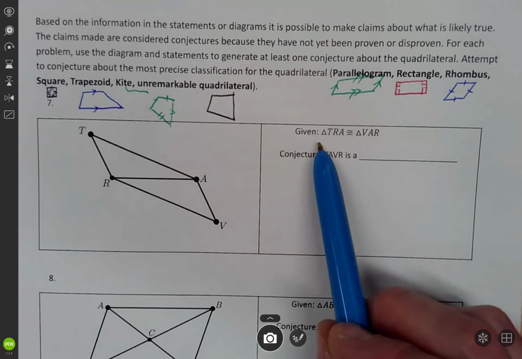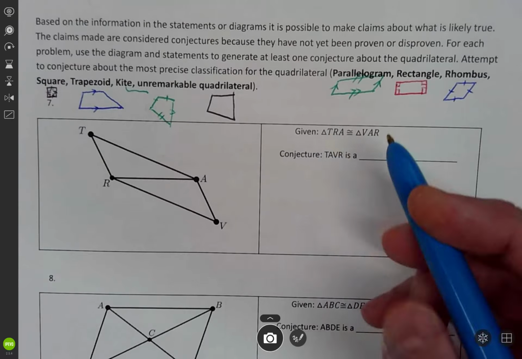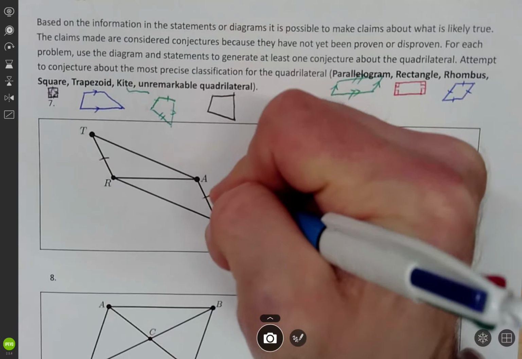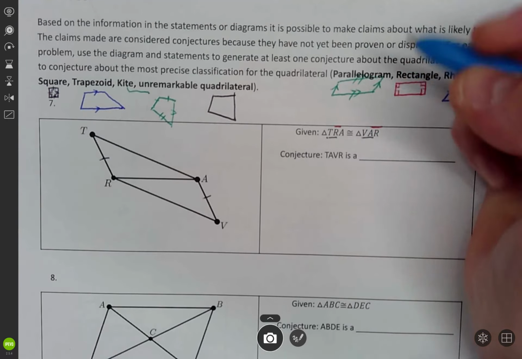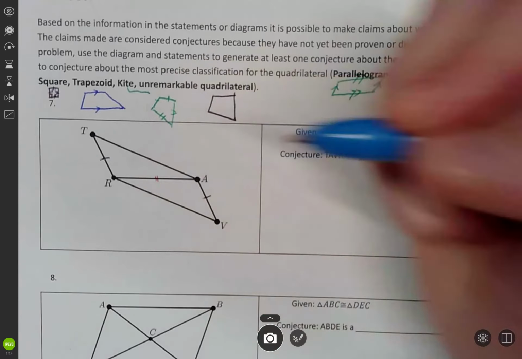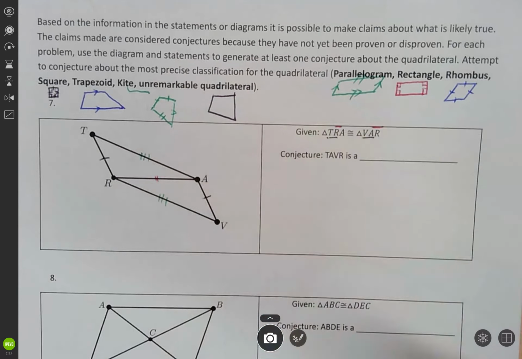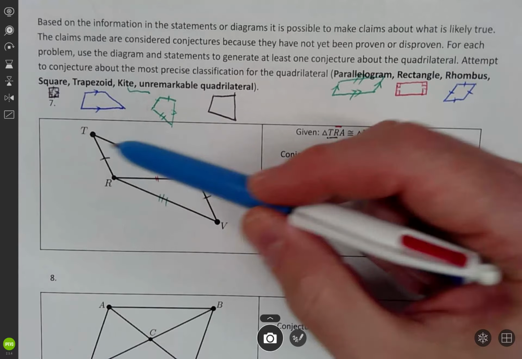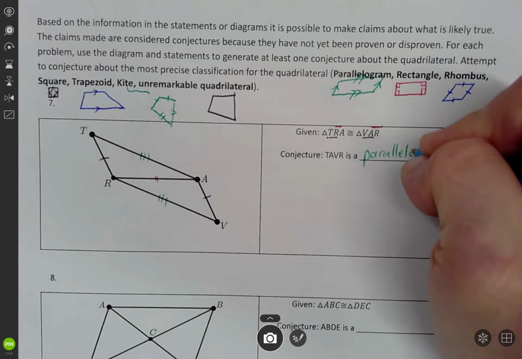For the first one, for example, if they give me that TRA is congruent to VAR, I might mark what that means. That means side TR and side VA are congruent. That side RA and AR are also congruent, that's congruent to itself. And that finally the last pair of sides is also congruent. Doesn't necessarily tell me anything about the angles. So my conjecture in this case, because these are the same length and these are the same length, I think that will force them to be parallel. My conjecture would be that this is a parallelogram.